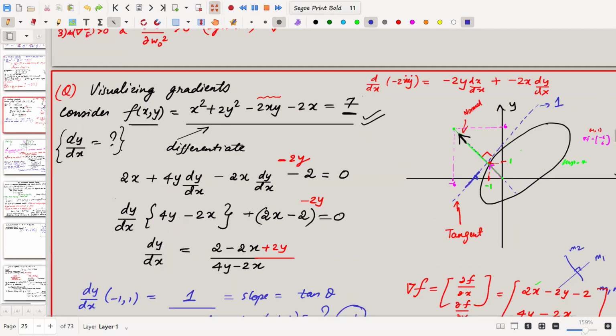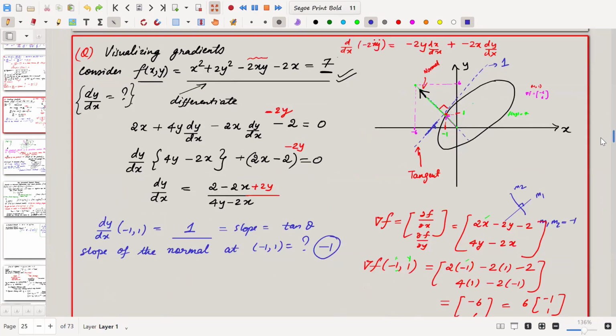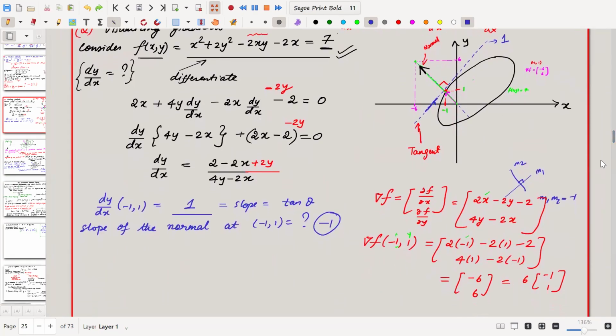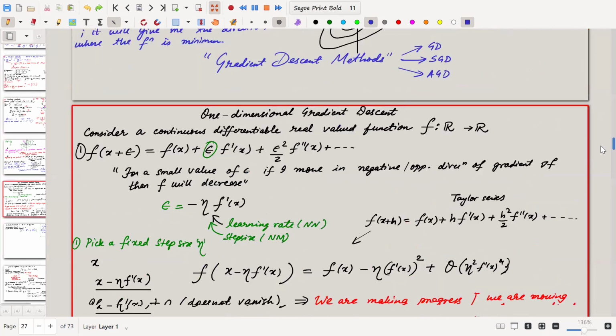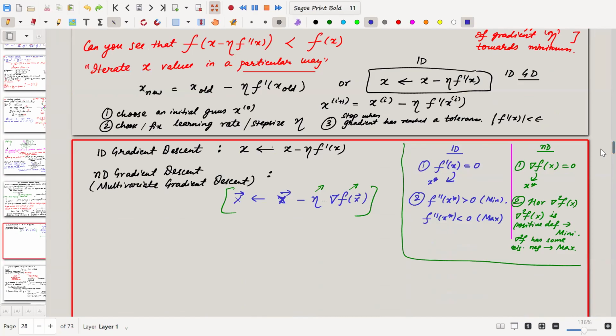So I think this was one of the examples, where I showed you that you have to go opposite to the gradient in order to minimize the function. Then we discussed one-dimensional gradient descent. I told you that one-dimensional gradient descent looks like this.